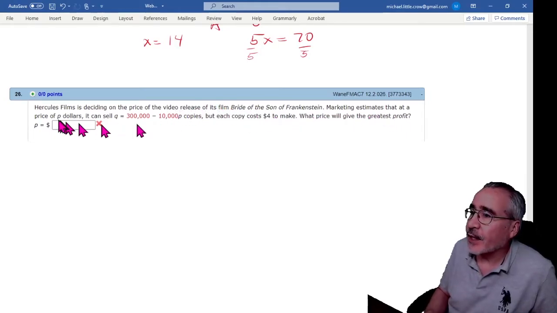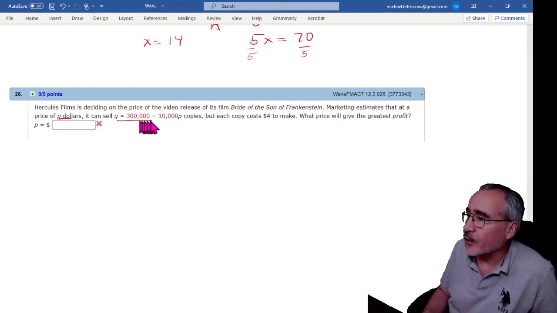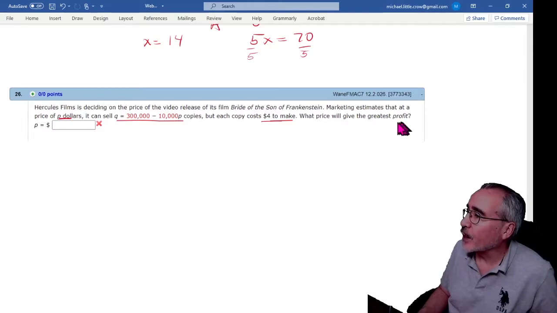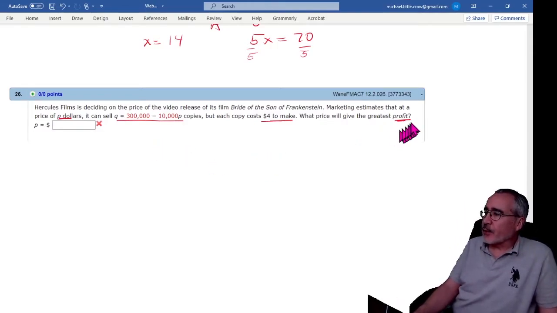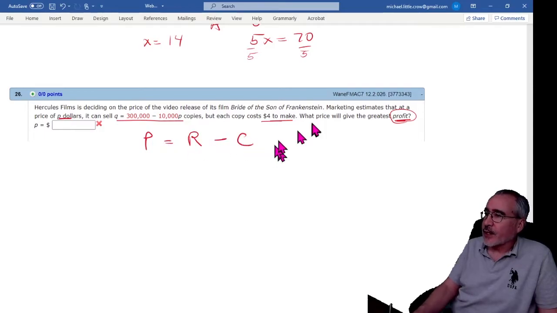The marketing estimates that at a price of P dollars, we can sell this much. So this is a demand, but each copy costs $4 to make. So there's a cost. What price will give the greatest profit? Sometimes I read this backwards, but we're looking for profit. So I've got to remember profit is equal to revenue minus cost.